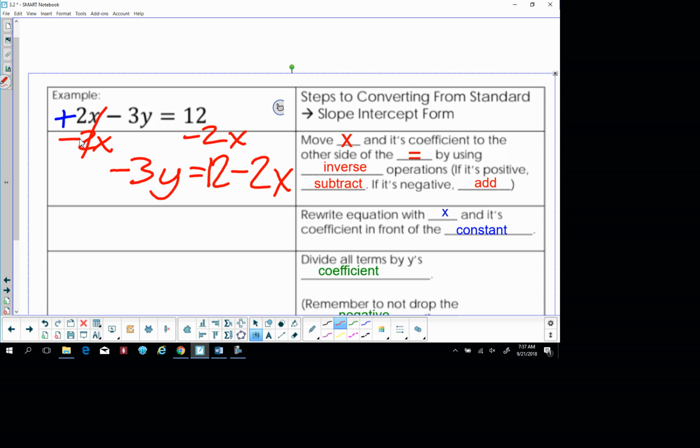Then we're going to rewrite the equation with x and its coefficient in front of the constant. So all that's saying is it wants this term right here to be first. So instead we write negative 2x, make sure you keep the sign with it, plus 12. That's because it's a positive 12. So when we switch them, you just maintain the signs.